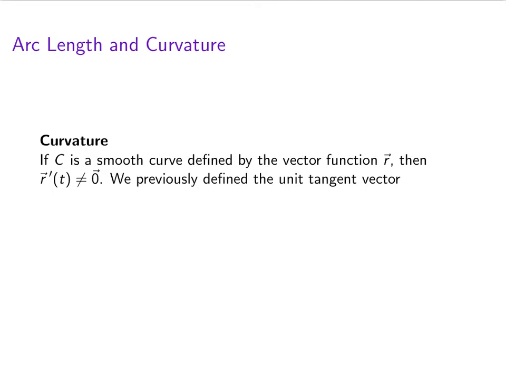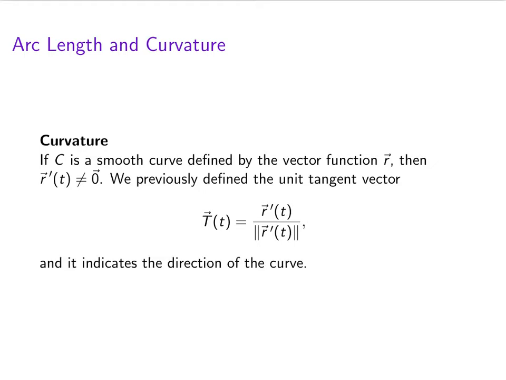Now, we defined the unit tangent vector before. It's simply r prime over the length of r prime. And since C is smooth, we know that r prime is not the zero vector, so we're not doing anything foolish like dividing by 0. Also, the unit tangent vector indicates the direction of the curve.